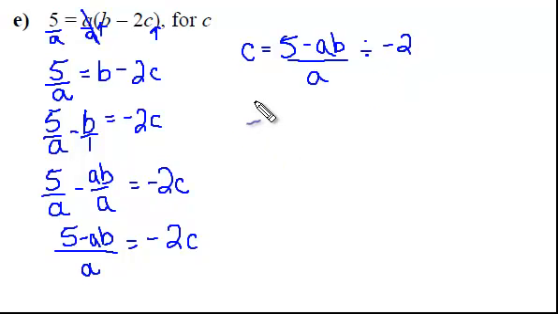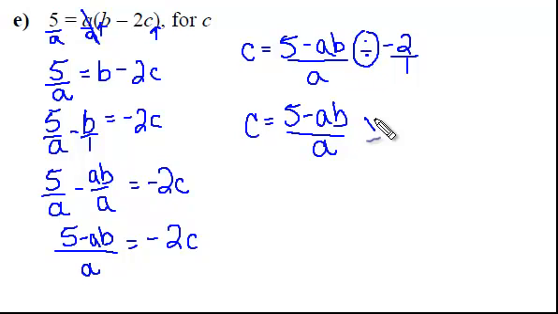So when we're dealing with fractions, it's easier just to multiply and flip the second fraction. Remember, we can write this as a fraction being over 1. So let's just do that. 5 minus AB divided by A. Change this division sign to a multiplication and flip the second fraction. It doesn't matter where this negative sign ends up, top or bottom. I like to keep it on the top.